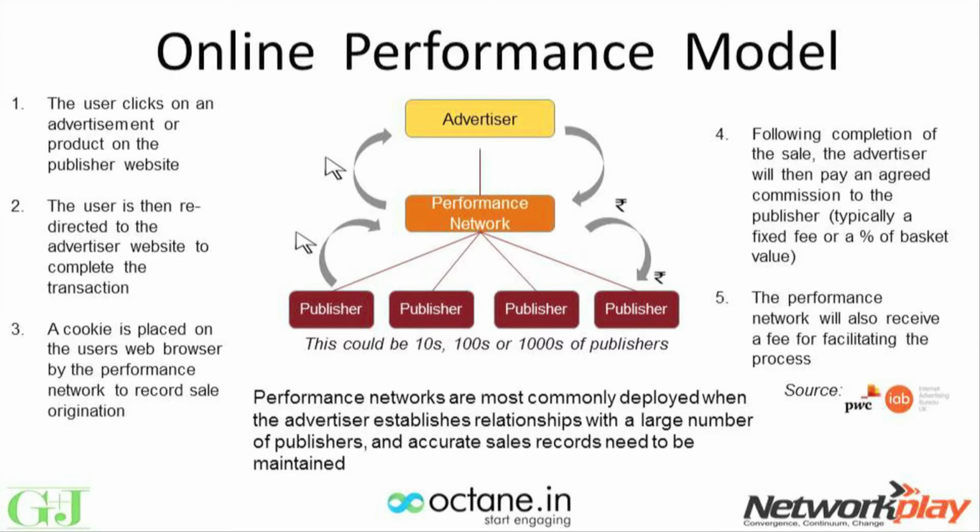So, how does this traditional brand advocacy model that we talked about in the offline world move on to the online world? Typically, what you have is the advertiser, the performance network, and the publisher, the three broad pillars that you have in performance marketing. Now, the user would be coming on to typical advertising collaterals on publisher websites, which he would then click and move onto the advertiser's site.